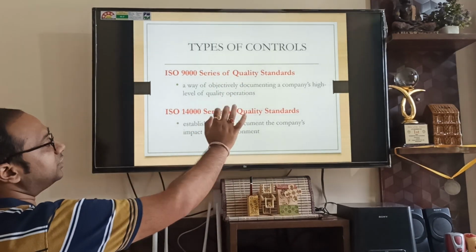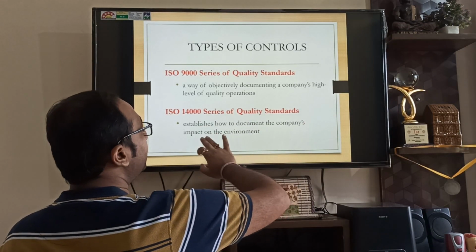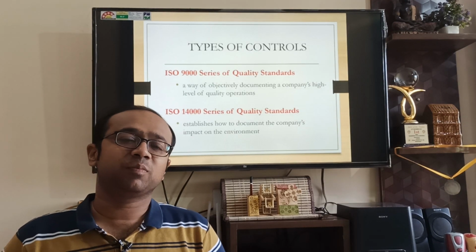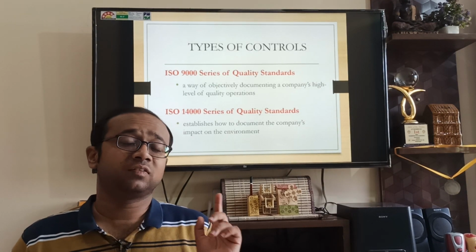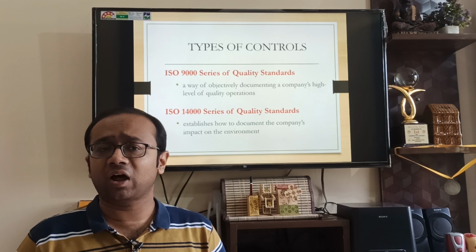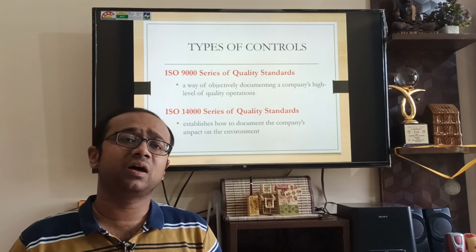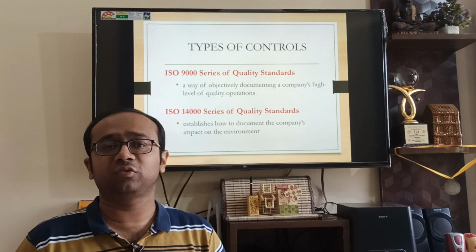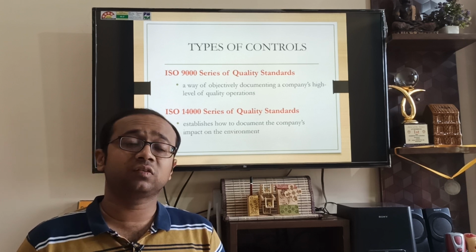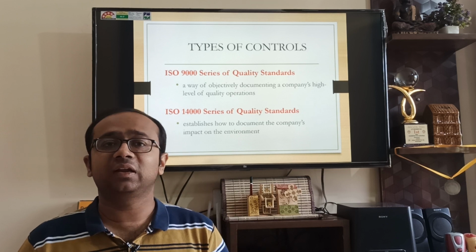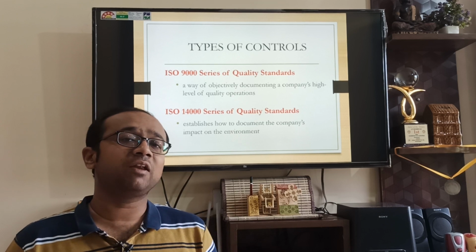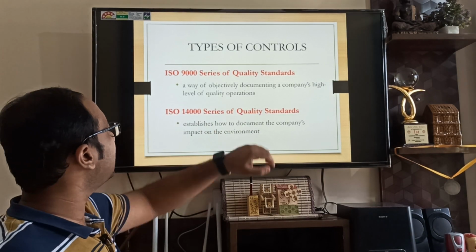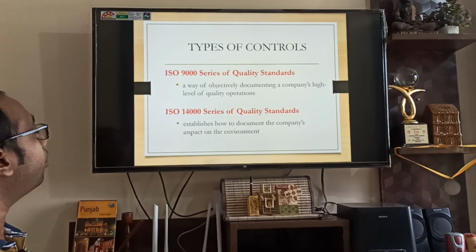Second is the 14000 series. It establishes how to document the company's impact on the environment. Earlier only quality was focused on, but then people realized that we should not sacrifice the environment, because in the long run we need a proper environment. If you are harming the environment, what will future generations get? We need to take care of natural resources. So nowadays companies focus on using more and more eco-friendly materials. Companies focus on how they can reduce their carbon footprint. All that is there. That, my dear friends, is what the ISO 14000 series is all about.